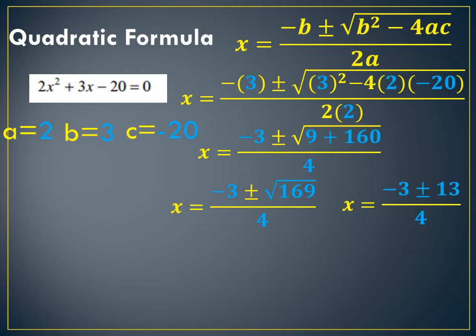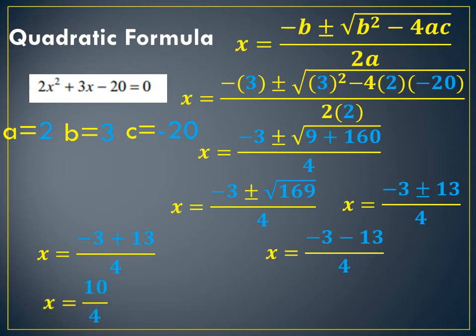Then separate positive or negative 13. So you have negative 3 plus 13 over 4, and negative 3 minus 13 over 4. So we separated the plus and minus 13. Now we simplify the first one. So you have negative 3 plus 13. They have different signs. Therefore, you will subtract, then copy the sign of the higher absolute value.